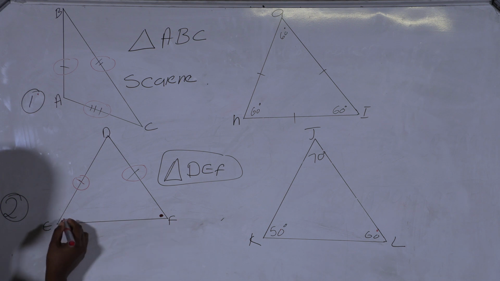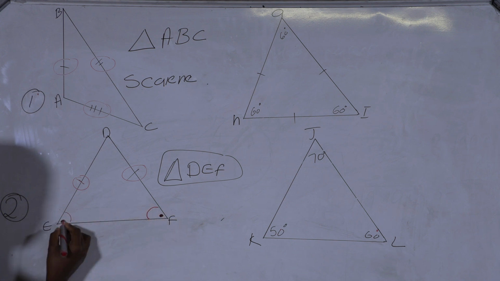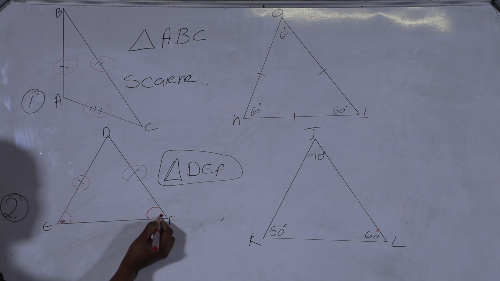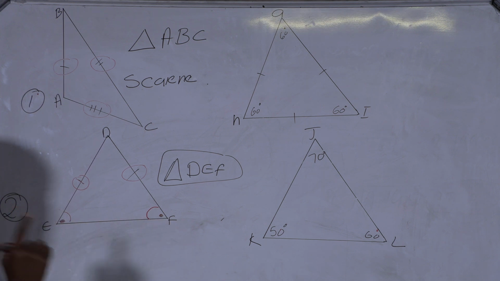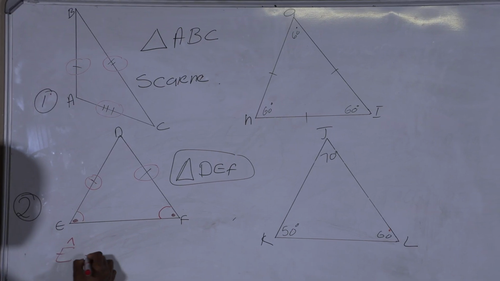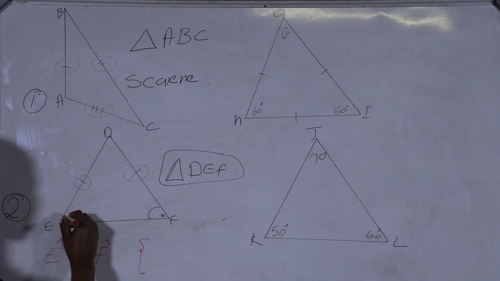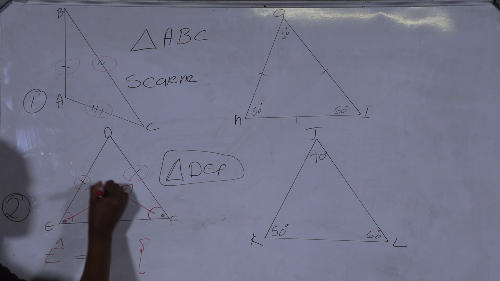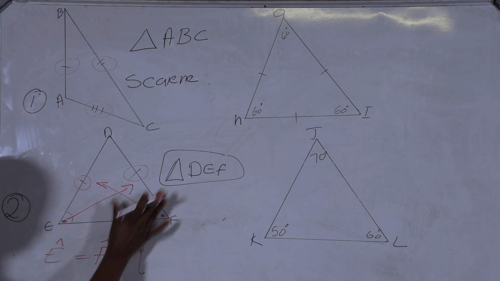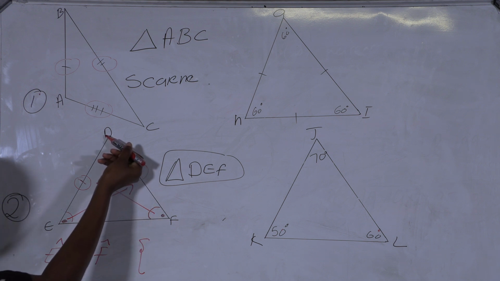And then at the base there, I have got angle E, which is equal to angle F. How do I know? They've indicated with these dots there that these angles are equal. And this is a lesson that we have to learn today, that angle E is equal to angle F. Why are they equal? Because they are opposite equal sides. If you check this triangle, side DF is equal to side DE.